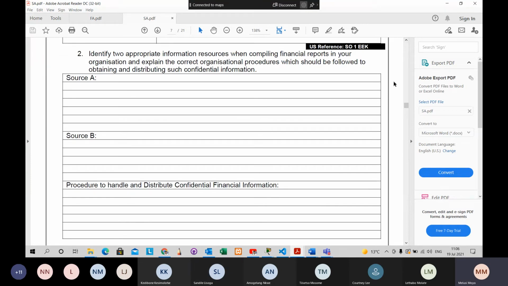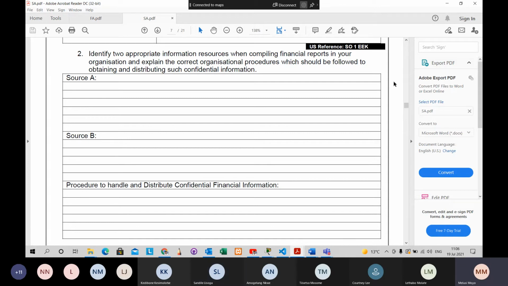Okay, identify 2 appropriate information resources when compiling financial reports in your organization and explain the correct organizational procedure which should be followed when obtaining and distributing such confidential information. Right. So basically that's the question.